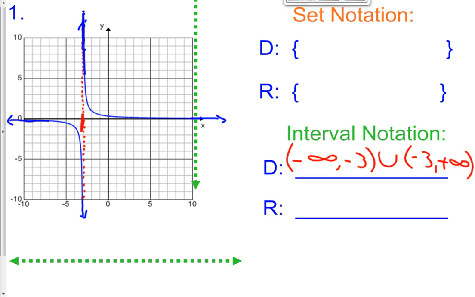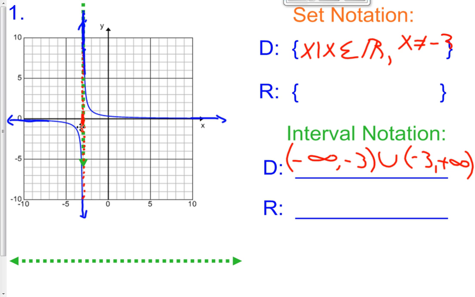So for our set notation, it's really all the real numbers except for one. It's all of these x values except for that one x value. It cannot equal negative 3. So here's how we're going to write that. We're going to write x such that x belongs to all the real numbers, comma, except x cannot equal negative 3. And that's how we're going to write this for our set and interval notation.